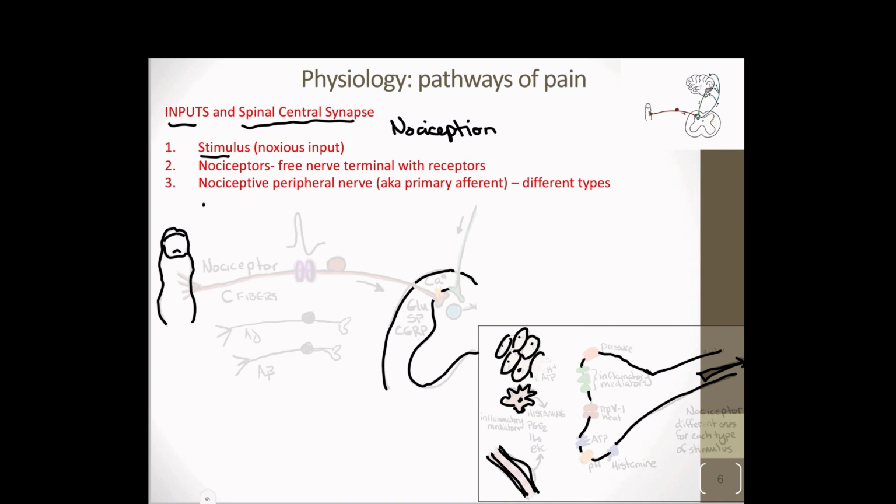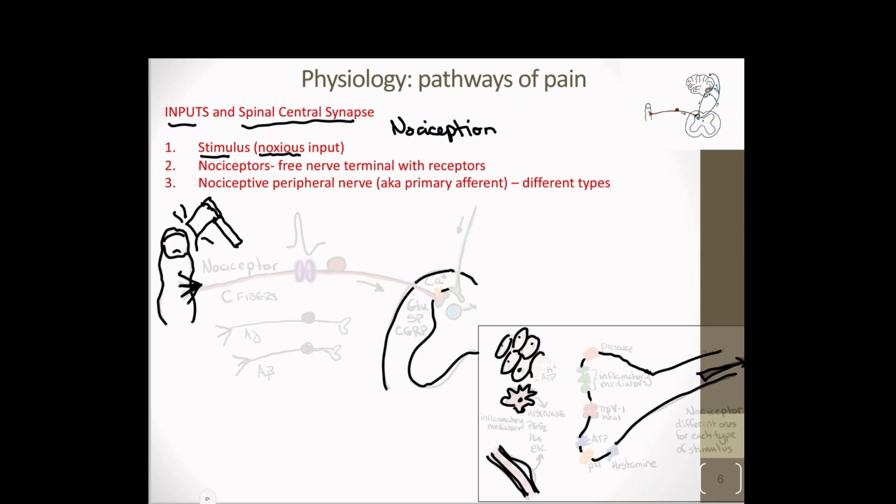So in this case, I am going to smack your hand with a hammer. That's not a hammer, that looks like something else, but it's a hammer. So I'm going to smack your hand with it, and that's going to create some kind of stimulus. And we call any painful or damaging stimulus noxious. So we've got this noxious input.